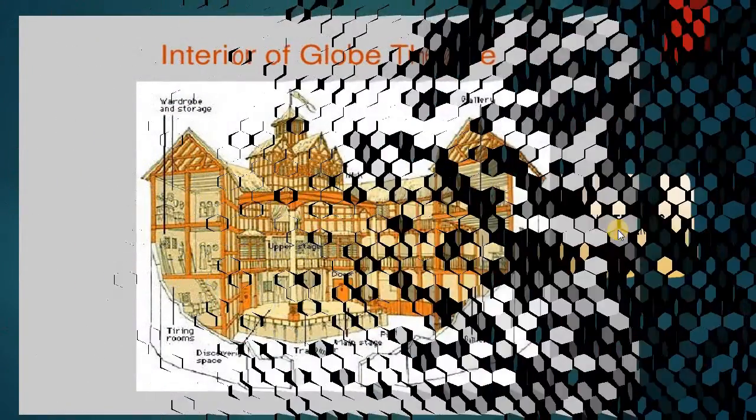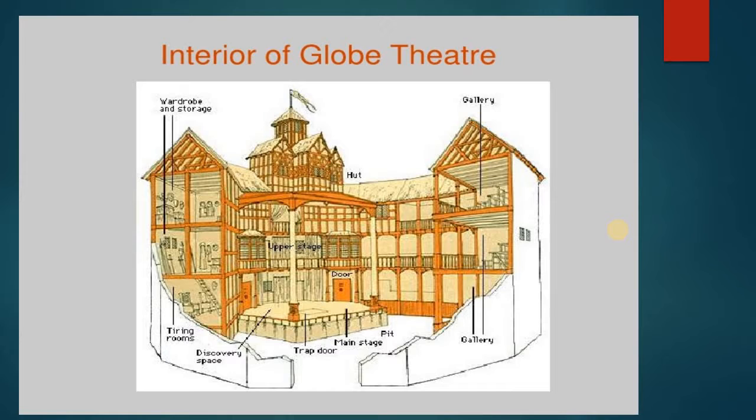So we have here the interior of the Globe Theatre. In this part, the public theaters were either a round, square, or octagonal wooden structure, which consisted of galleries. This is the area for the gallery. And next, the pit. Then this part is the main stage wherein the performers perform. The door, the upper stage, the trap door.